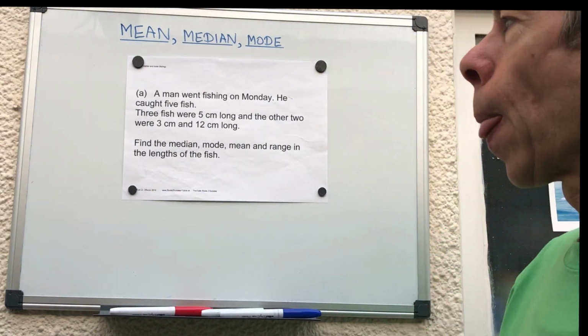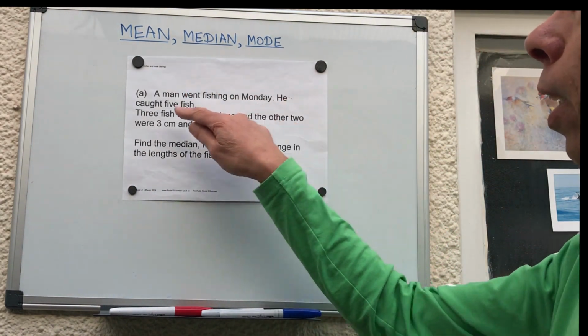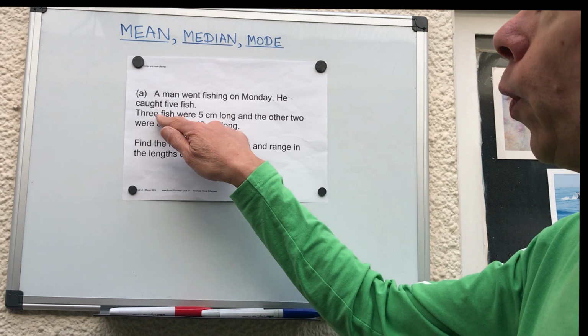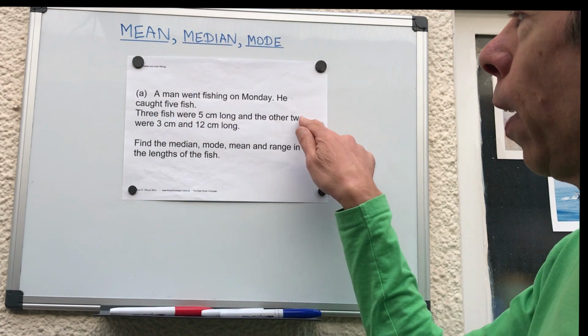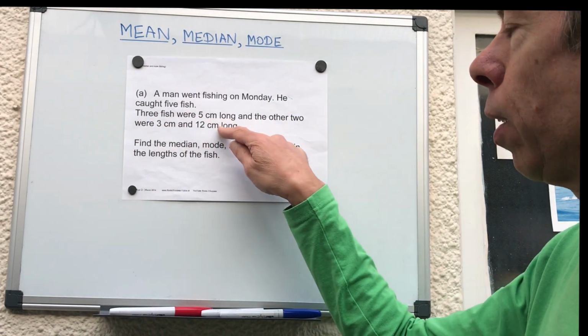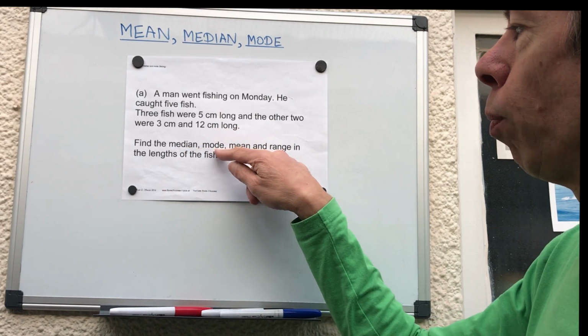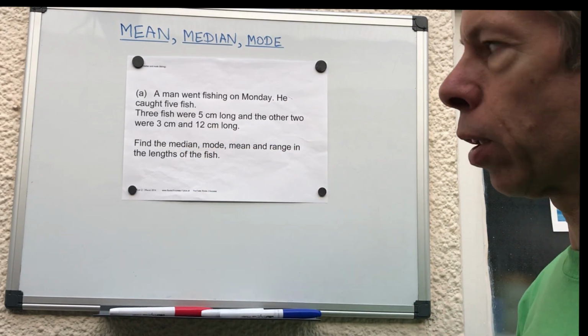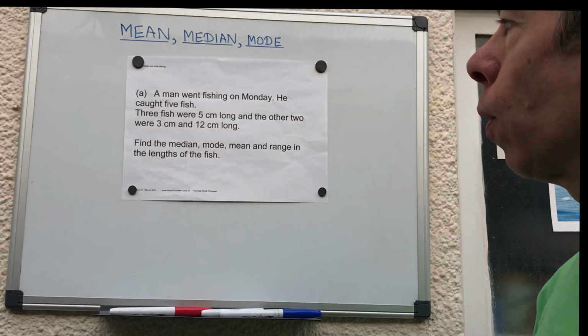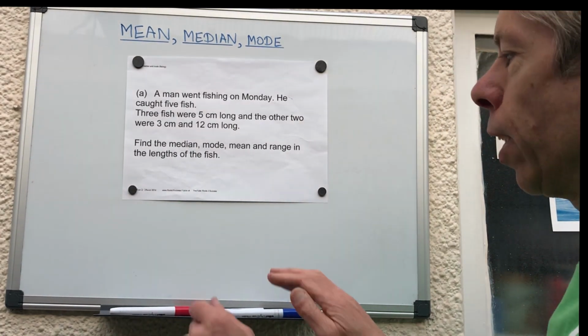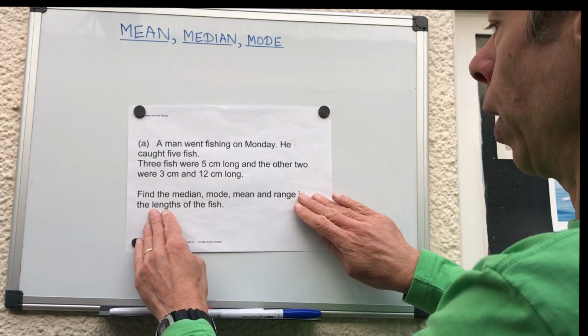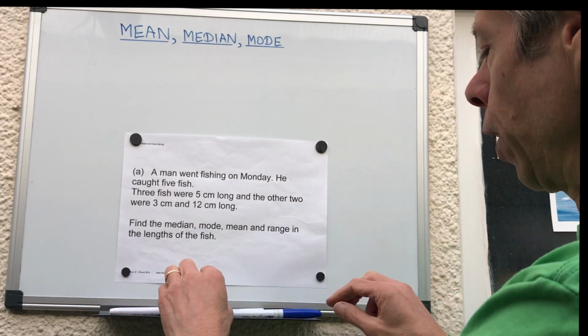Okay, so a man went fishing on Monday. He caught 5 fish. 3 fish were 5 centimetres long and the other 2 were 3 centimetres and 12 centimetres long. We've got to find the median, mode, mean and range in lengths. Okay, so I'm just going to write down the fish that he caught.